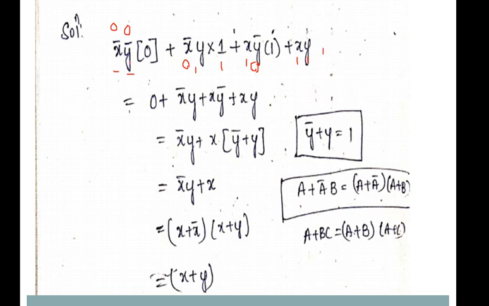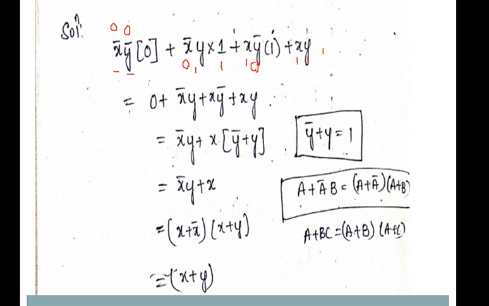So x bar y bar is multiplied with 0, in the sense 0. X bar y is multiplied with 1, in the sense x bar y. And x y bar is multiplied with 1, in the sense x y bar. X y is multiplied with 1, in the sense x y. So here I am writing the same thing. Here comes x bar y plus, in these two expressions x is common and we are getting y bar plus y. So y bar plus y equals 1.